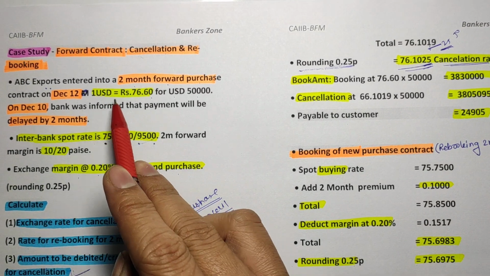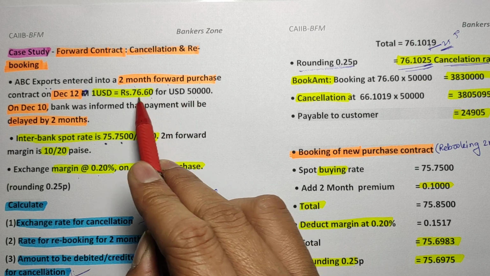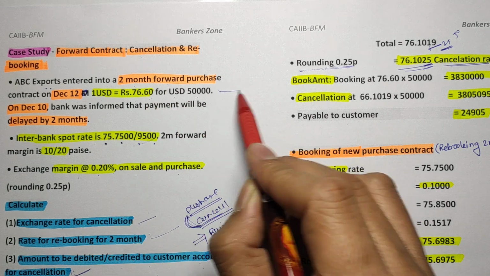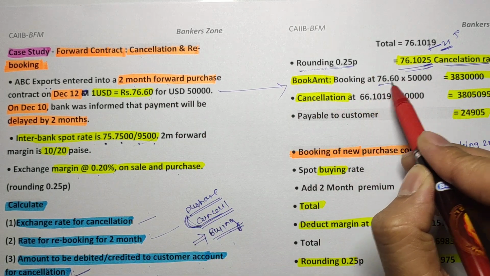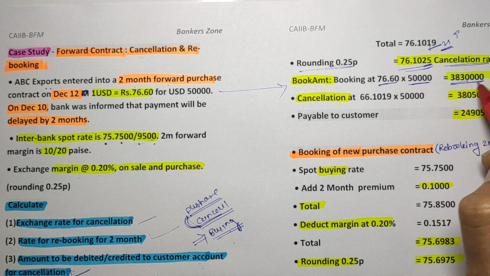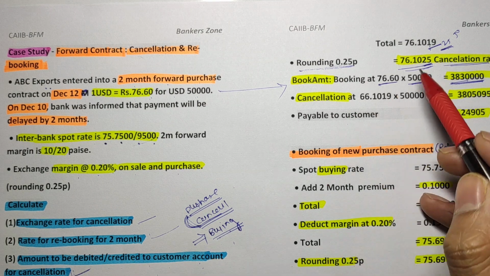See, the customer very first has booked $50,000 at 76.60. So at that time he might have paid an amount. What amount had he paid? See here, booking amount 76.60 into 50,000. You will get 383 and 4 times 0. Okay, now he is cancelling the purchase, and we have already calculated the rate for the cancellation.